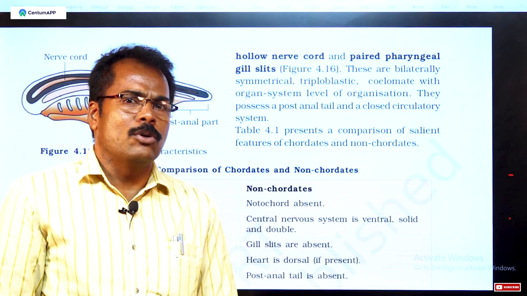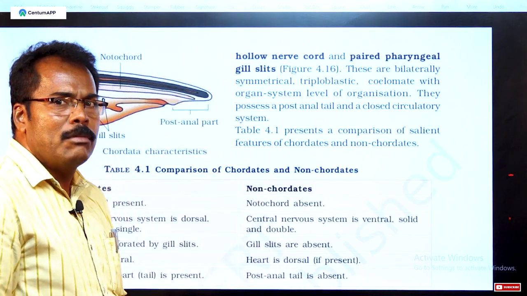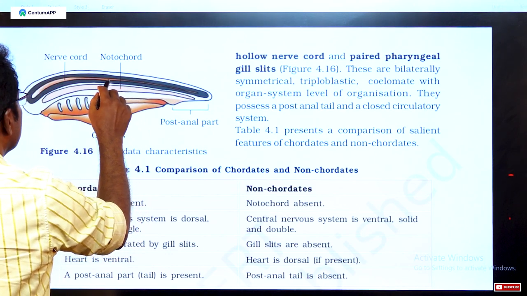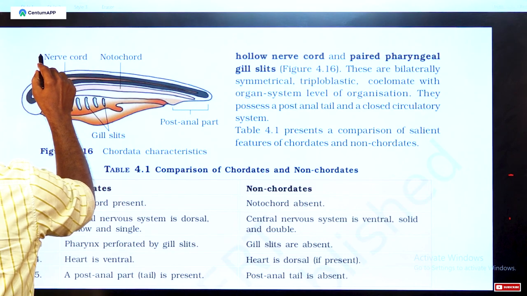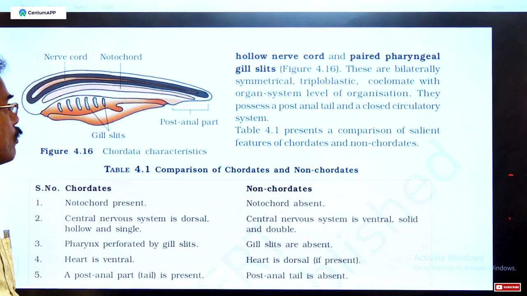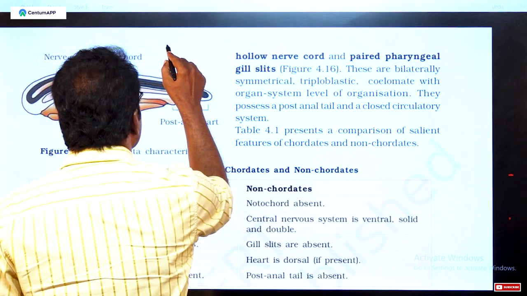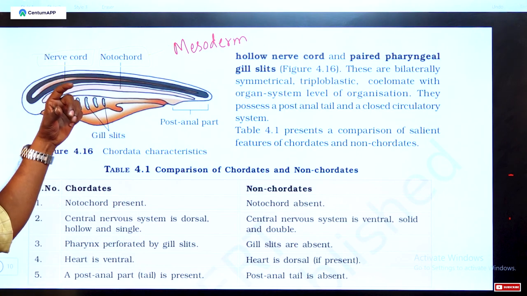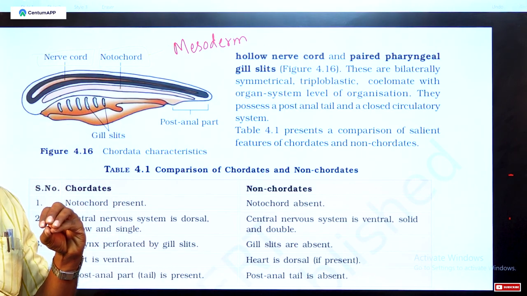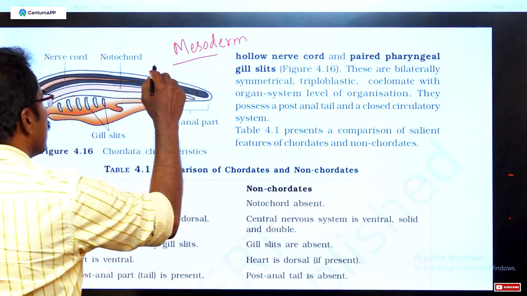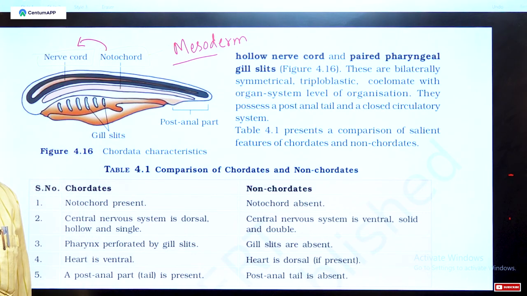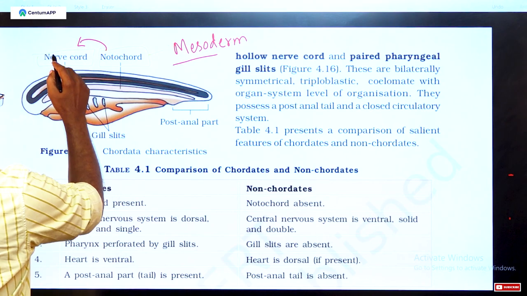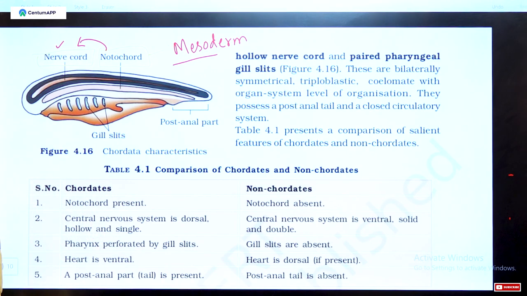So, during that course of development of the embryo, the ectoderm will give us the nerve cord, whereas the mesoderm will give us the notochord. The notochord is developed from mesoderm. First of all, the notochord was developed during the course of embryogenesis. Then the mesoderm will induce the ectoderm to form the remaining structures. So, the notochord is present in between the nerve cord and the alimentary canal in the animals.